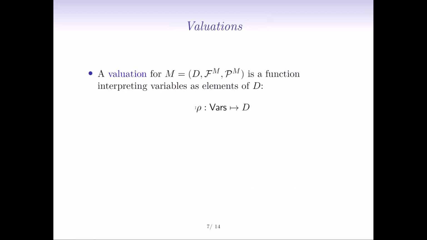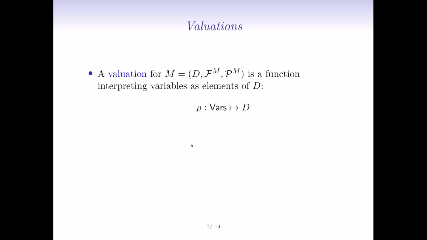So suppose that we have chosen some first order structure M, with domain D and functions fm and predicates pm. Then a valuation for that particular structure is a function that sends variables to elements of the domain D. I'm going to usually write the Greek letter rho to represent valuations, and I'm writing vars here for the set of all variables, so our little x, y, and z, and so on. So a valuation, rho, is a function that maps the variables to elements of the chosen first-order structure.